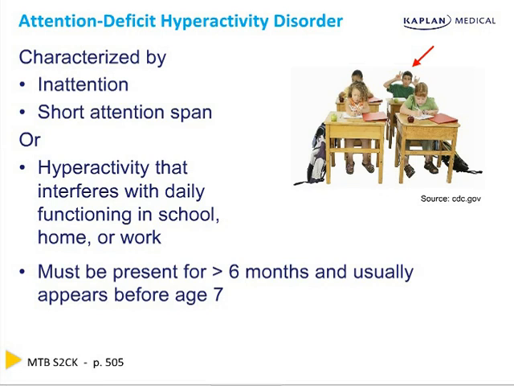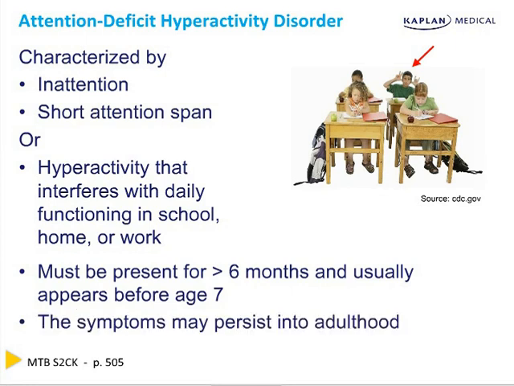Here's a really important point. For you to diagnose ADHD, the symptoms must be present for greater than 6 months. So it can't just be a sugar rush that the child had that day. And it usually appears before age 7. So always include ADHD in the differential if you have a child age 7 or less with symptoms that have been occurring for greater than 6 months. And note too that they may persist into adulthood. A lot of times the symptoms resolve before adulthood, but it can persist up until adulthood.